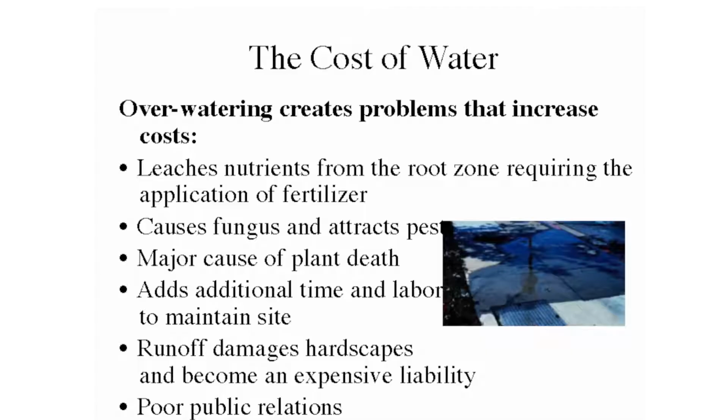So let's talk about problems with overwatering. When we overwater, it affects our plants. Plants die if they are overwatered. You attract pests. A major cause of plant death is overwatering. It adds time and labor to maintain the site. And the runoff is bad, and it's just poor public relations.